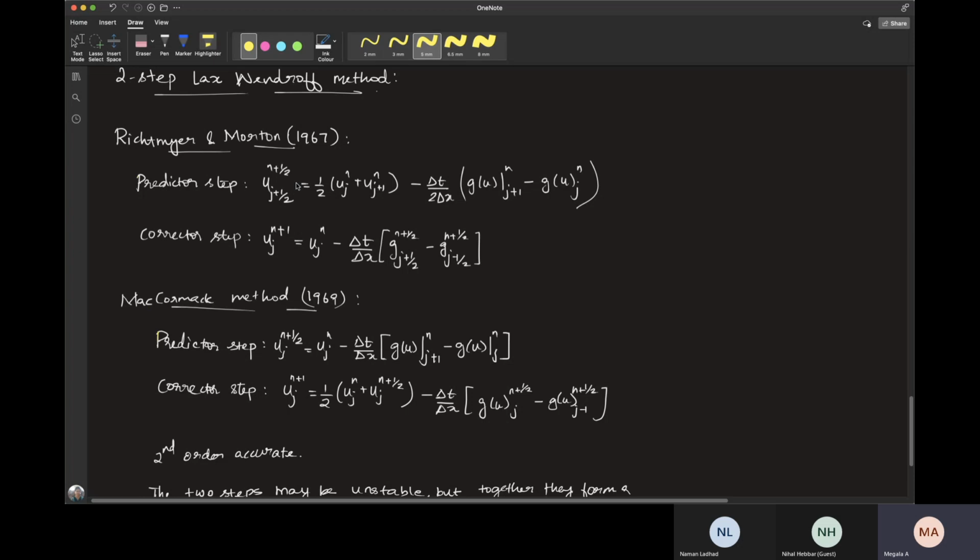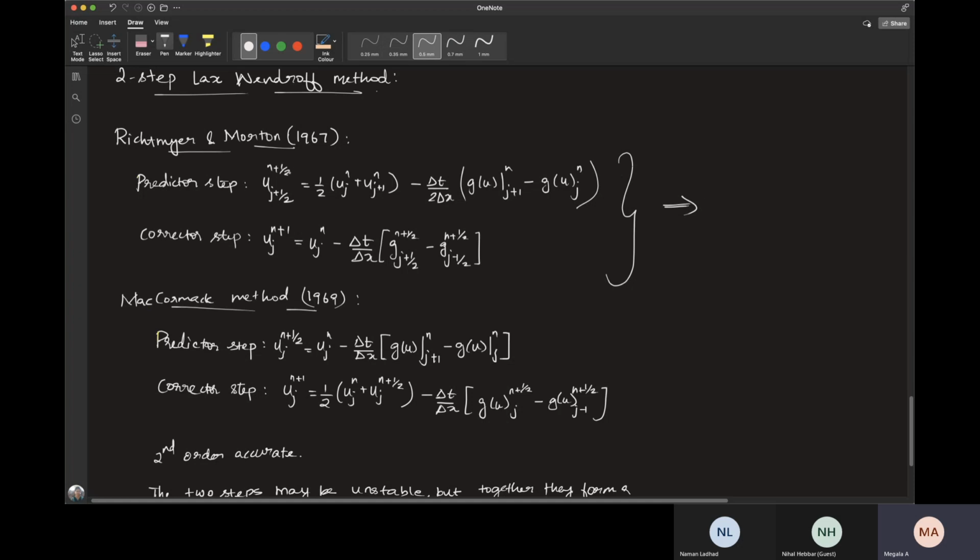Essentially, predictor corrector is like you evaluate something at uj at time step n. Next, using all those values at time step n, you evaluate something at a different intermediate time step n plus half. And now you use those values at the intermediate time step n plus half to find the values at the next time step. These two steps combined give us one time step. This is known as a predictor corrector method.